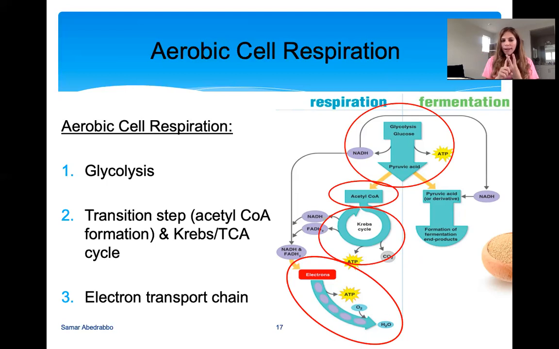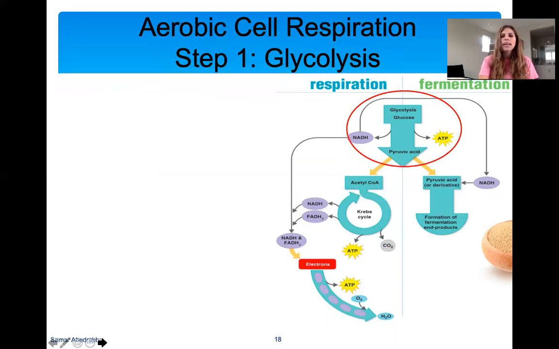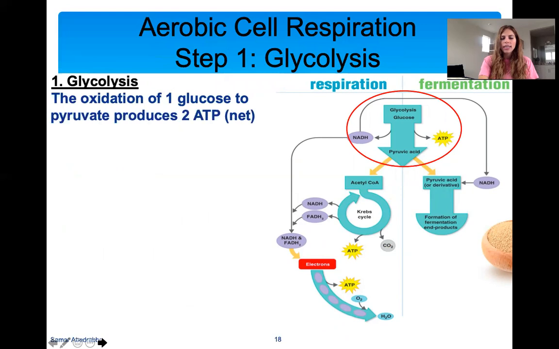Then there's the Krebs cycle. So we start with glycolysis in aerobic cell respiration. Then we have a transition step, where you make something called acetyl-CoA. Then you have a cycle called the Krebs cycle, and finally the 3rd step is the electron transport chain. So again, the 3 steps in aerobic cell respiration are glycolysis, then the transition and Krebs cycle step, and finally the electron transport chain. Now we're going to talk about glycolysis.